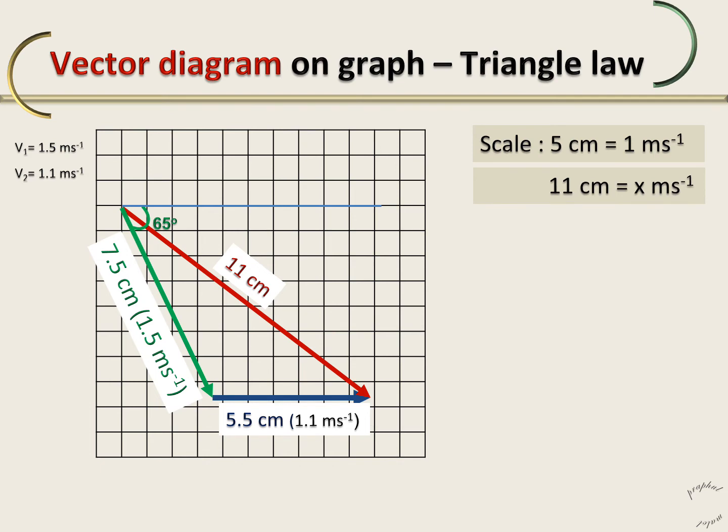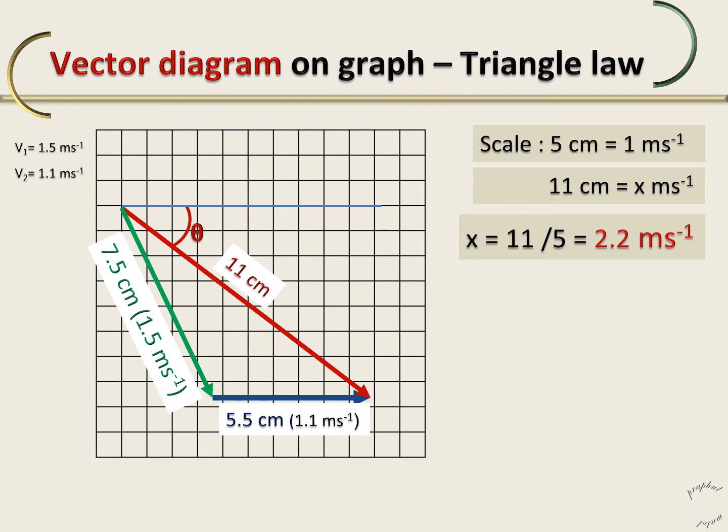So what I'm doing is I'm cross multiplying with the scale. 5 centimeter is 1 meter per second means 11 centimeter is how much? X I put, when you cross multiply you get 2.2 meter per second. So that is the resultant of the two velocities. The person will appear to move at 2.2 meter per second if you observe him from the seashore, or river bank.